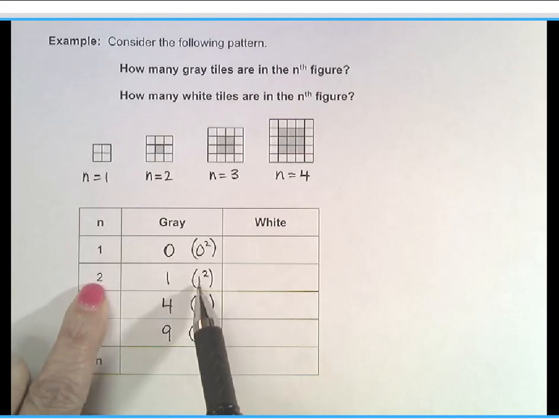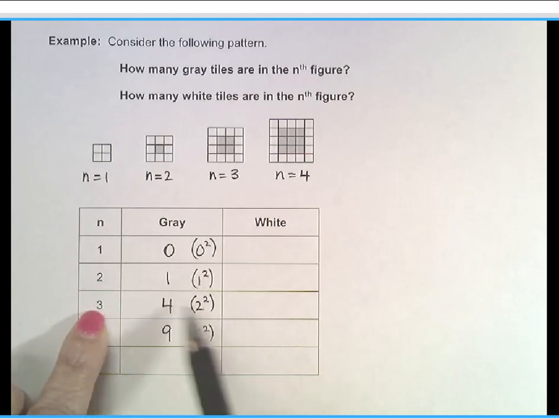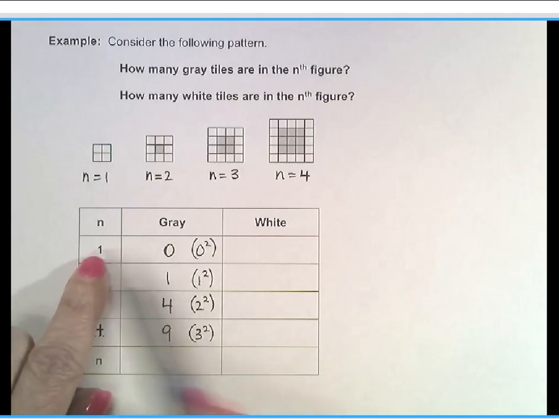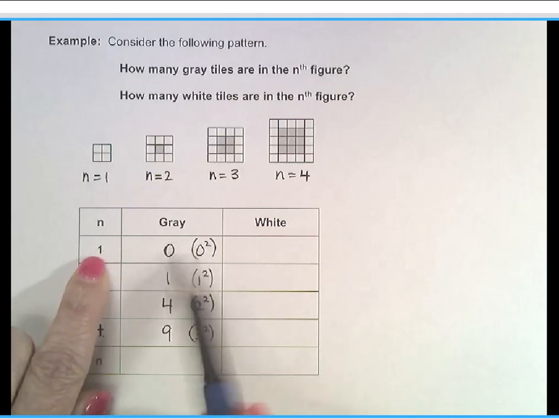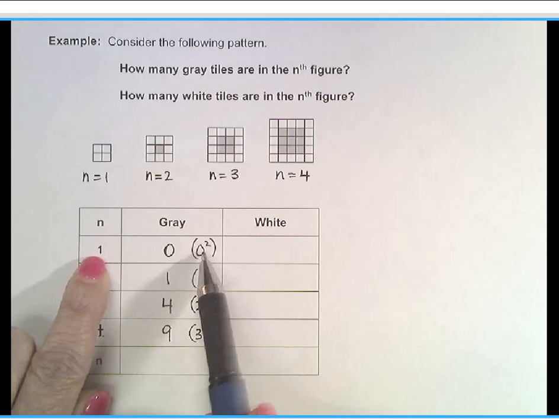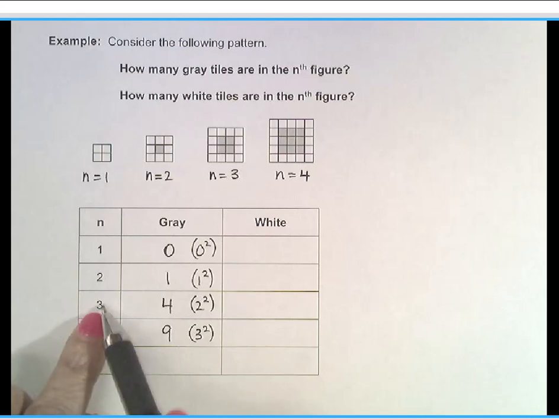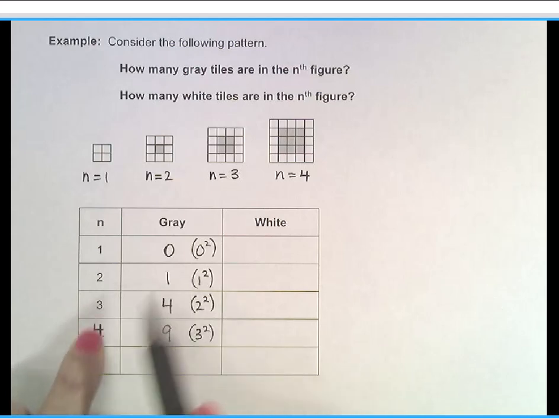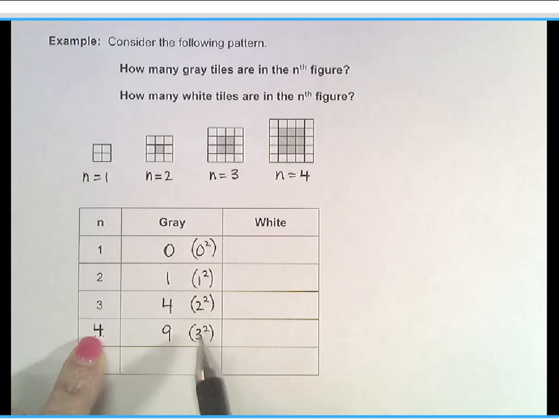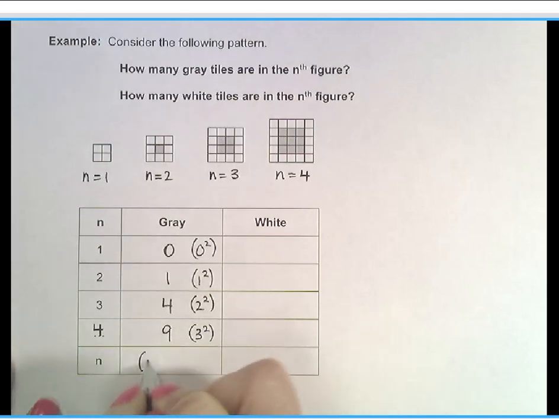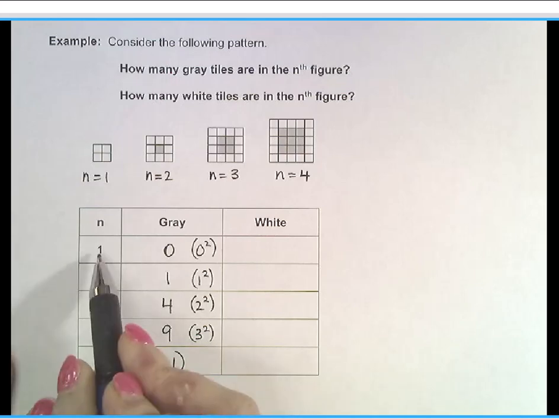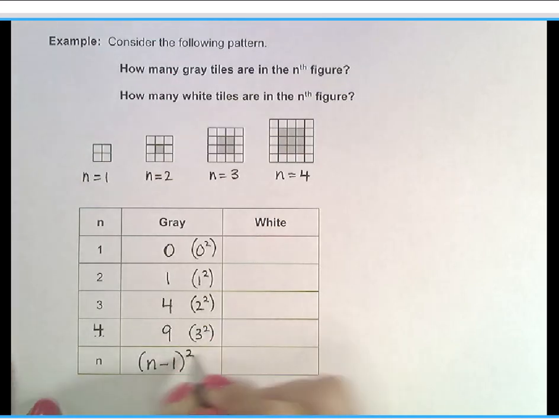Position, number of tiles. Position, number of tiles. What you notice is it's not 1 in position 1. They're using 0. For position 2, they're using 1. For position 3, they're using 2. For position 4, they're using 3. So they're always using the one before. Well, how do we say the one before n? It'd be n minus 1. So you take the position and subtract 1, and you square it.